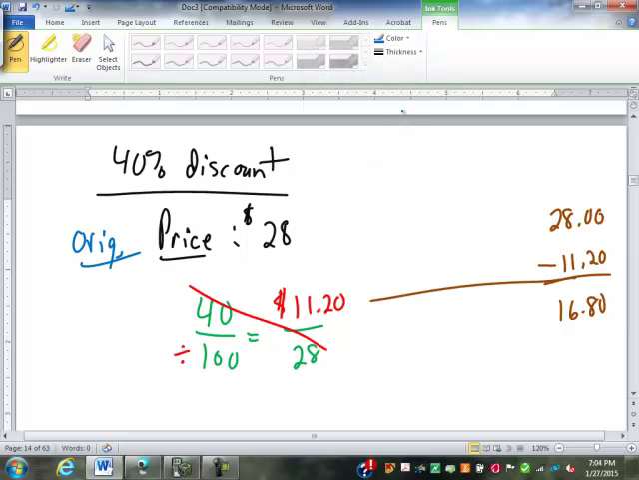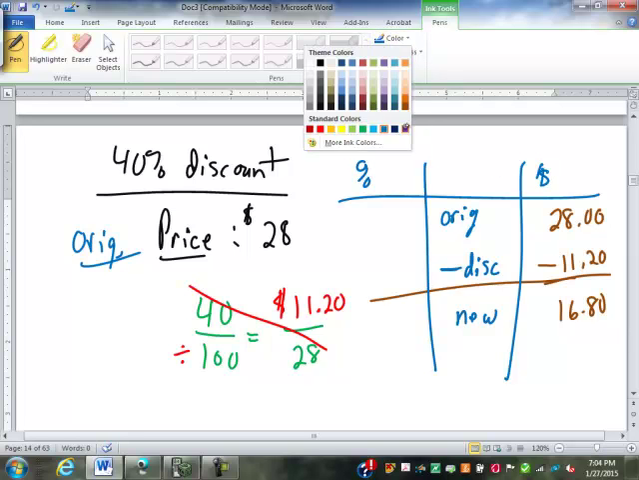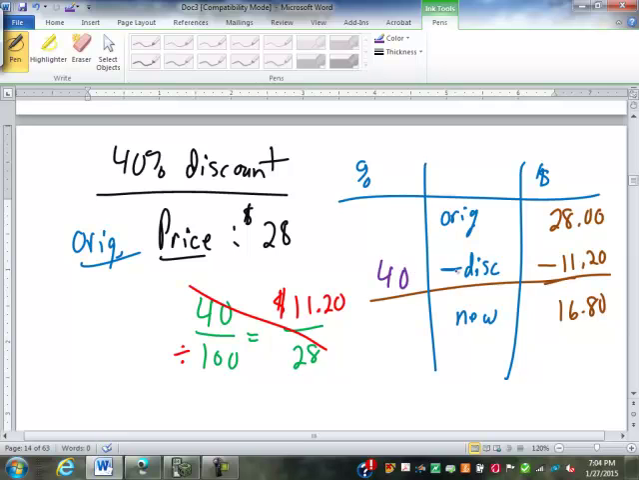But this is just like before. We had the original price. This time it's minus a discount instead of plus an increase. This is the new price. On the other side over here, we could have our percents. 40% is our discount. The original price, of course, is 100%. 100 minus 40 is 60%.